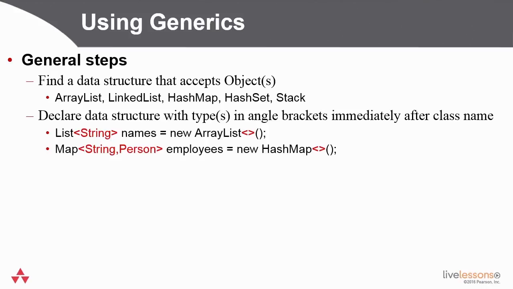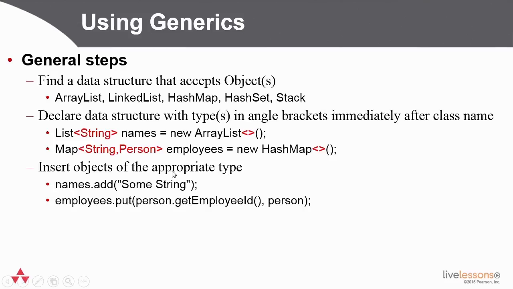Then you declare that data structure with the types in angle brackets. So you say a List of String, and even though internally it's using Object, you tell Java to check at compile time that everything you insert is a string. Or with a Map, which is kind of like a lookup table, you can say the keys to the map are strings and the corresponding values in the map are Person objects, and so forth.